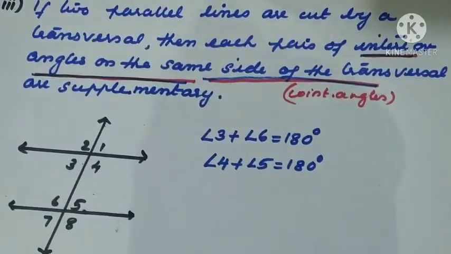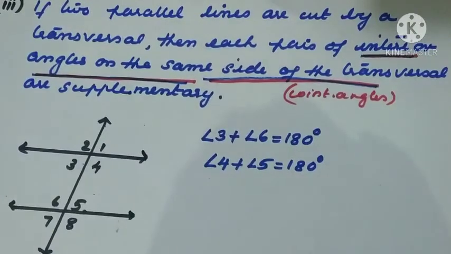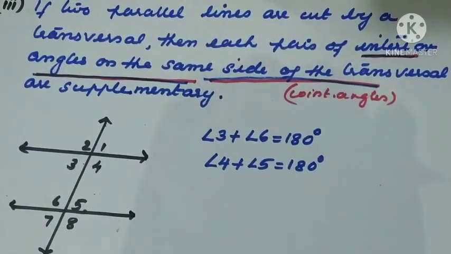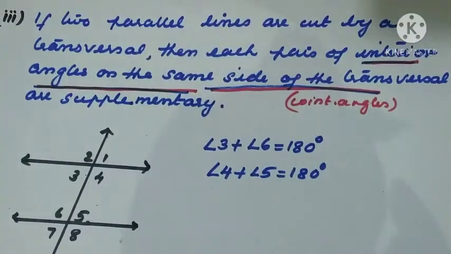So the three properties we learned today: when two parallel lines are cut by a transversal, each pair of corresponding angles are equal, each pair of alternate interior angles are equal, and co-interior angles are supplementary. Learn these three statements thoroughly, and problems will be based on this.